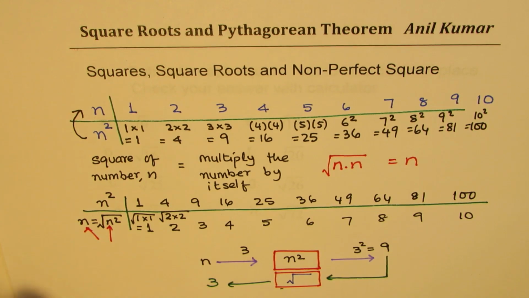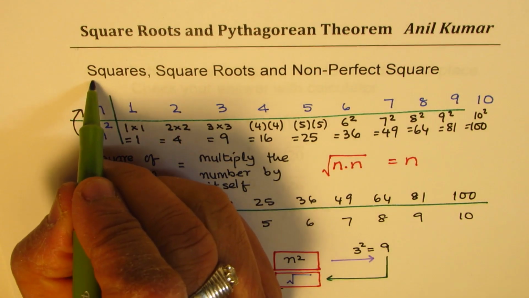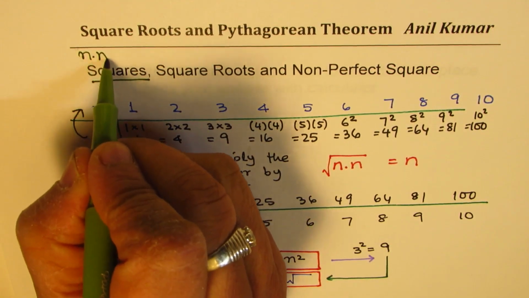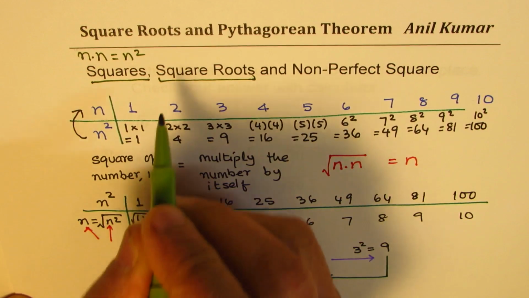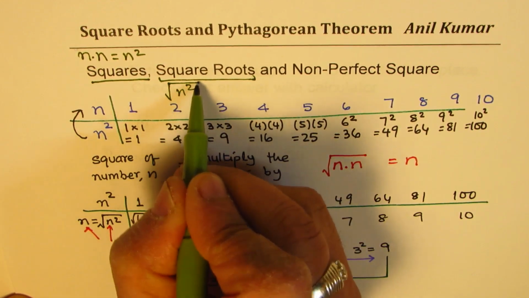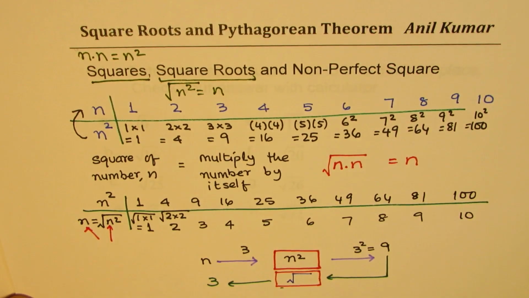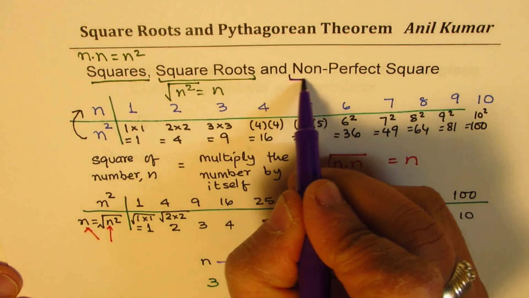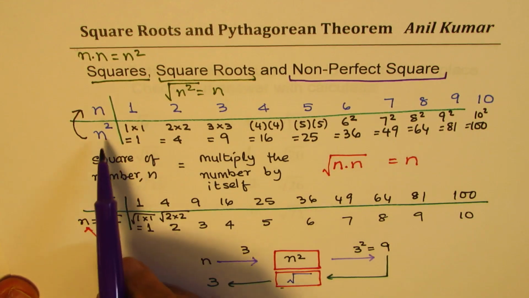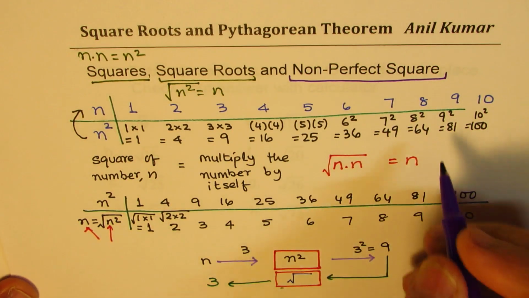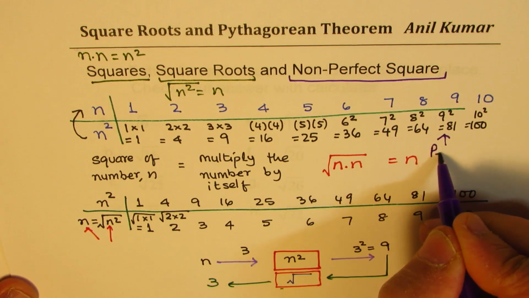Perfect. Now the question comes, we have understood the meaning of squares, right? We know if I multiply a number by itself, I get the square of that number. We have understood what a square root is, that is, if I have the square of a number, I get the number back. Now, the third thing which we have to talk about is what is a non-perfect square and what is a perfect square. Well, all these numbers which I gave you are called perfect squares.